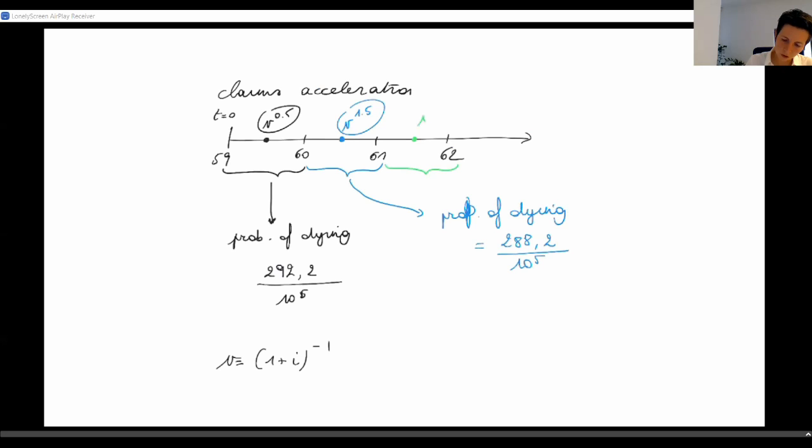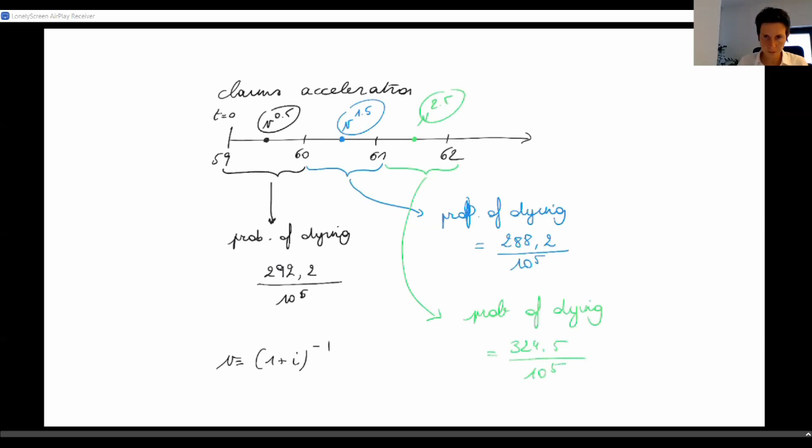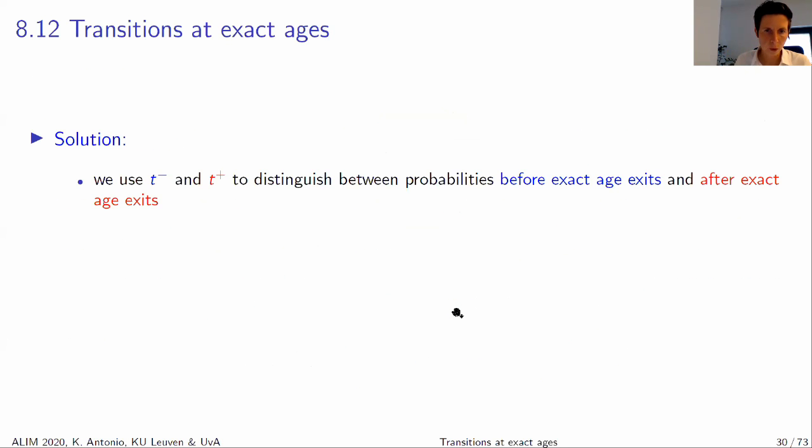And in the last cover, I'm going to use a discount factor v to the power 2.5. And then the probability of dying, if I consider a policyholder starting at age 59, would be 324.5 divided by 10 to the power 5. Putting that all together, I can then value the same product with the claims acceleration approach, with the discrete time approach. So let me just return to the sheets to show you where we find these probabilities.